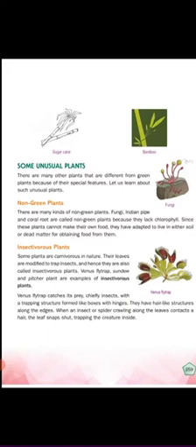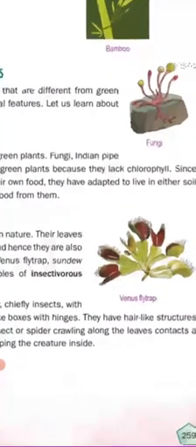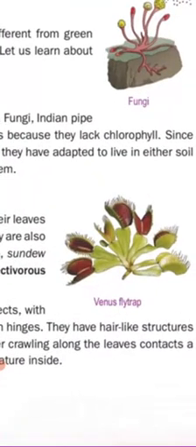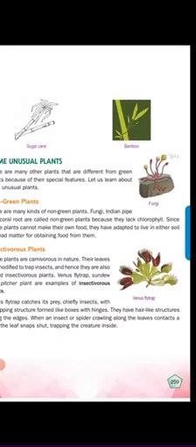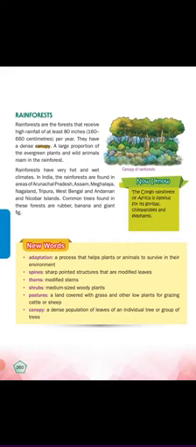So next is insectivorous plants. We might have learnt about insectivorous animals, but there are plants too. They capture insects in their leaves or stems for their food. That is called insectivorous plants. Clear? And the last one is rainforest. The last topic is rainforest.